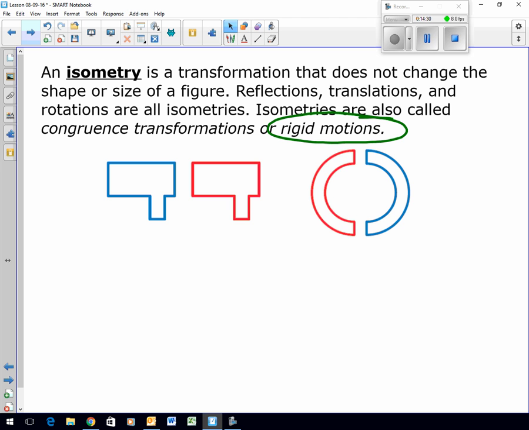All right, so, Tyler, what are the 3 transformations we've talked about today? Reflection, rotation, translation. And of those 3, which one is an isometry?